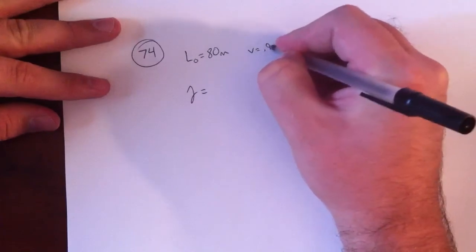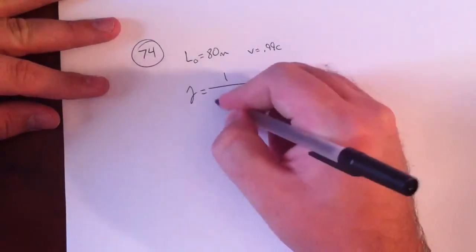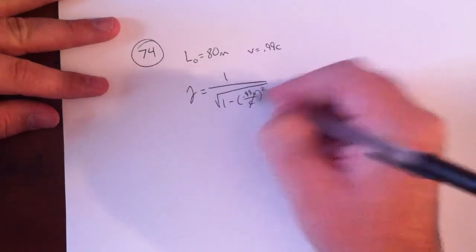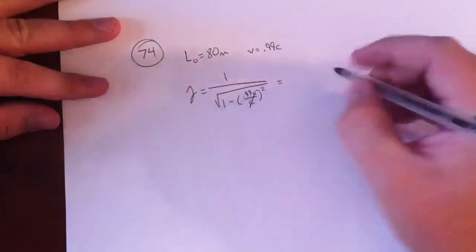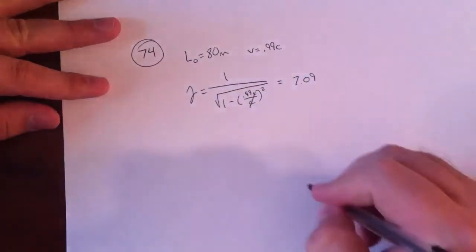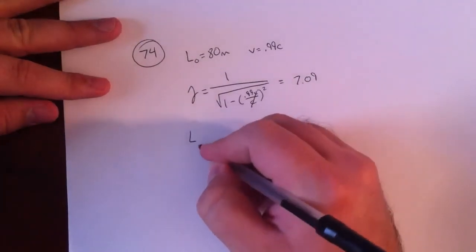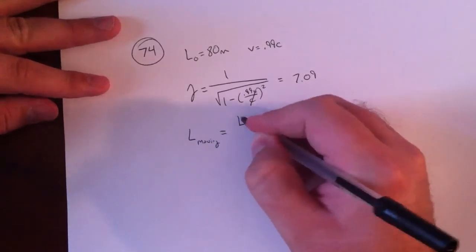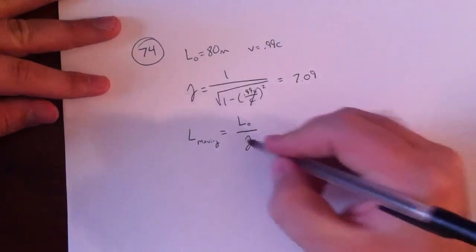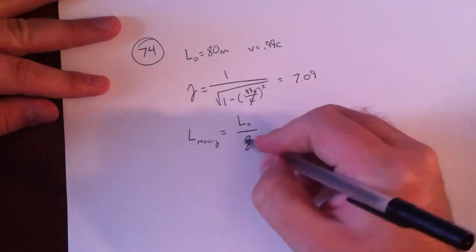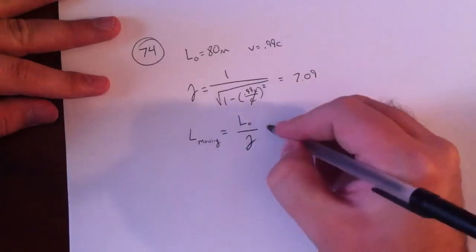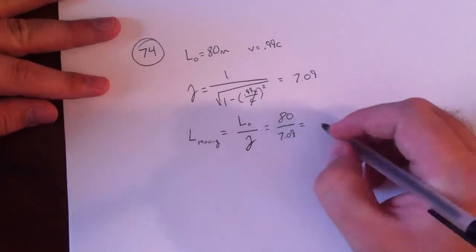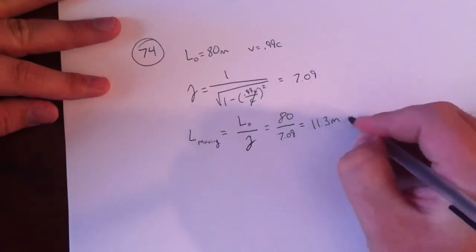Here our v is 0.99 c. So again, you can just plug that in, so you get 1 minus 0.99 c over c squared. The c's cancel. When you go ahead and solve all that, you get a gamma of 7.09. Then we know that the L moving, which is the length when it moves, is equal to the length when it's still, divided by gamma. Here I know that it's divided because I know it's going to end up being smaller. The length has to be smaller when it's moving. So if we take 80 divided by 7.09, you end up getting an answer of 11.3 meters.